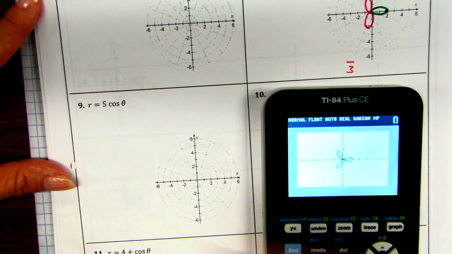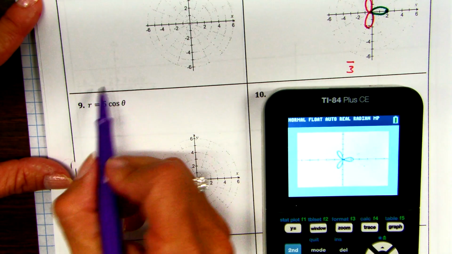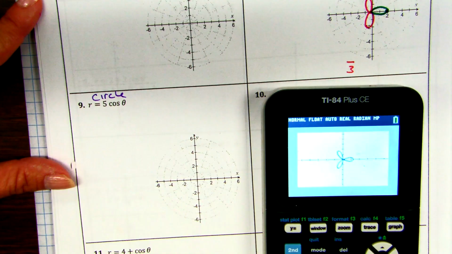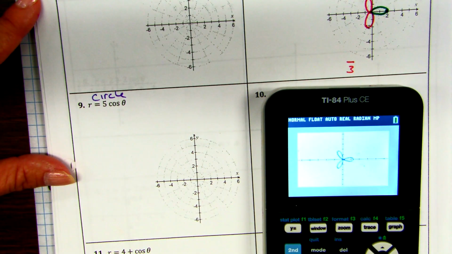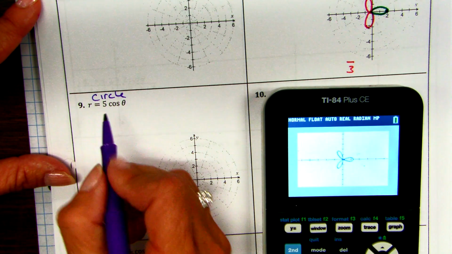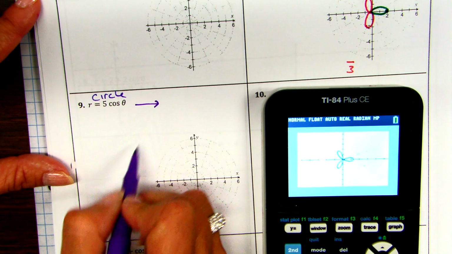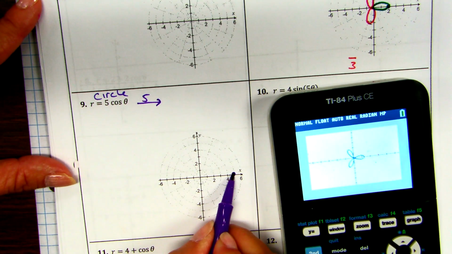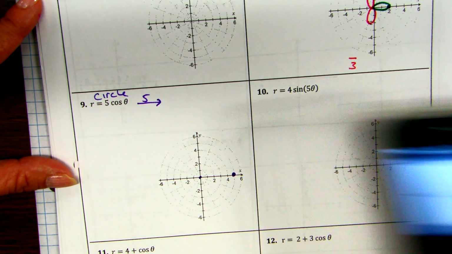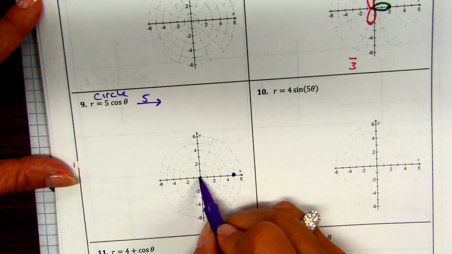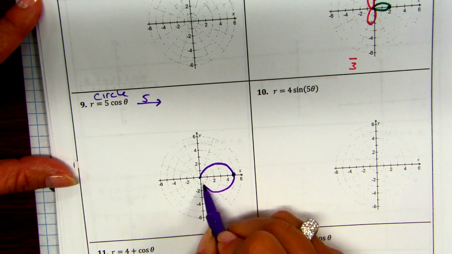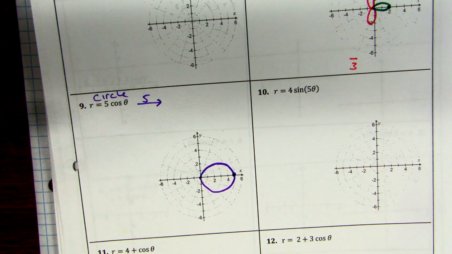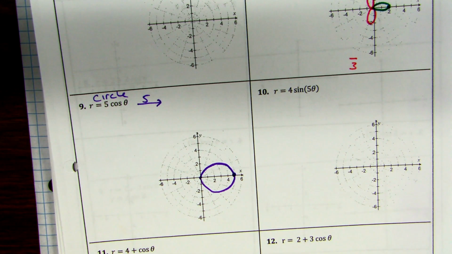What kind of graph is number 9? Circle. Right? The only difference between 8 and 9 is that n. There's no number in front of theta, except for 1, I guess. So this is a positive cosine, so that's to the right. There's only one number. And don't forget, we won't go past the pole. So all of our points are to the right of the pole. Circles are our favorite. They're the easiest.